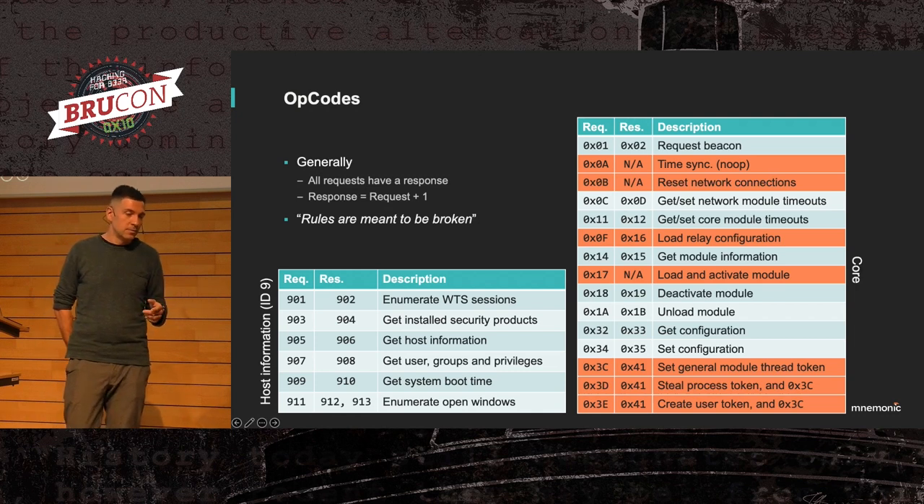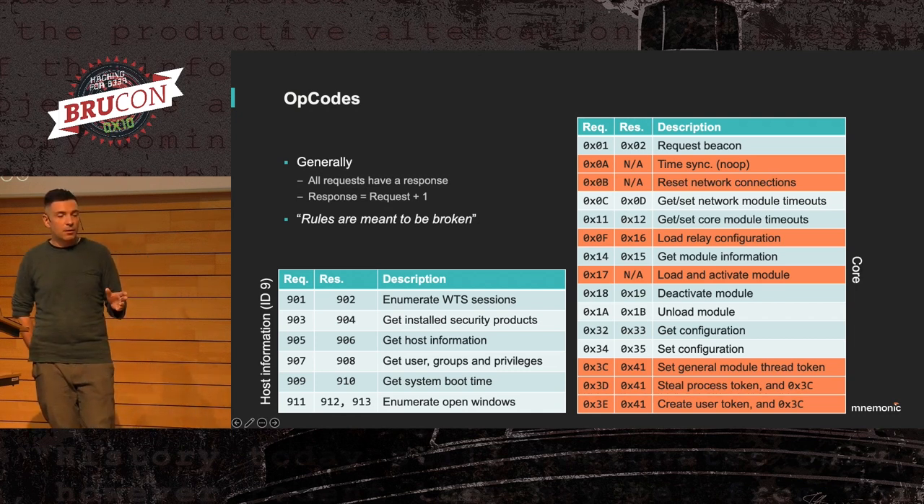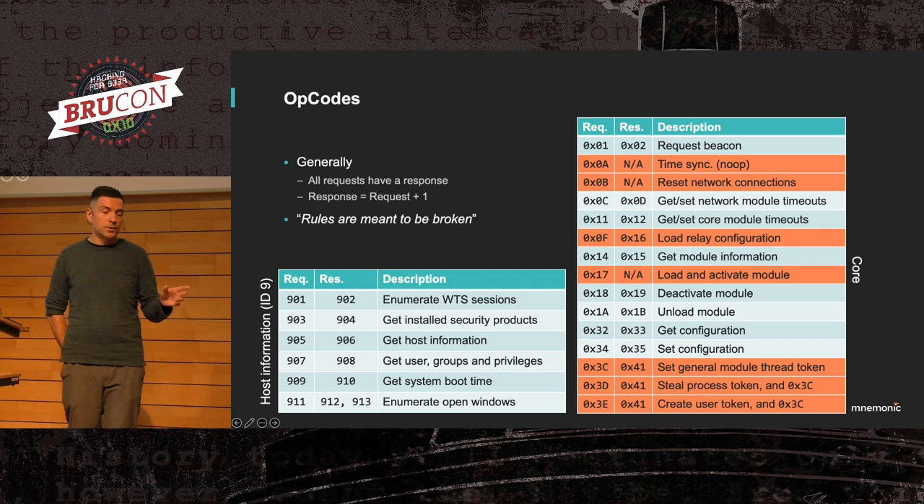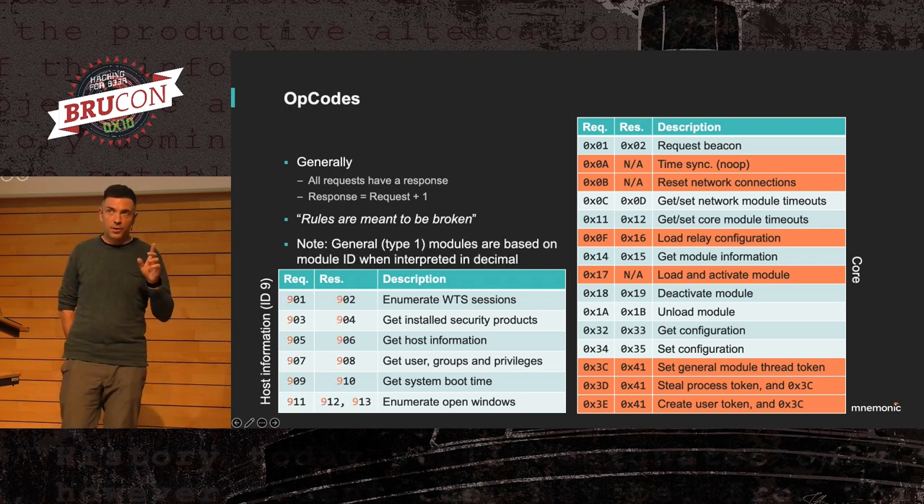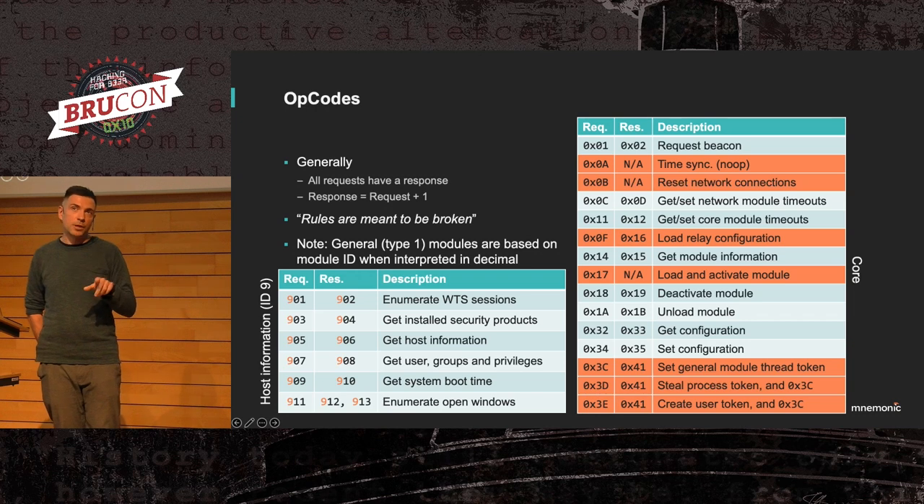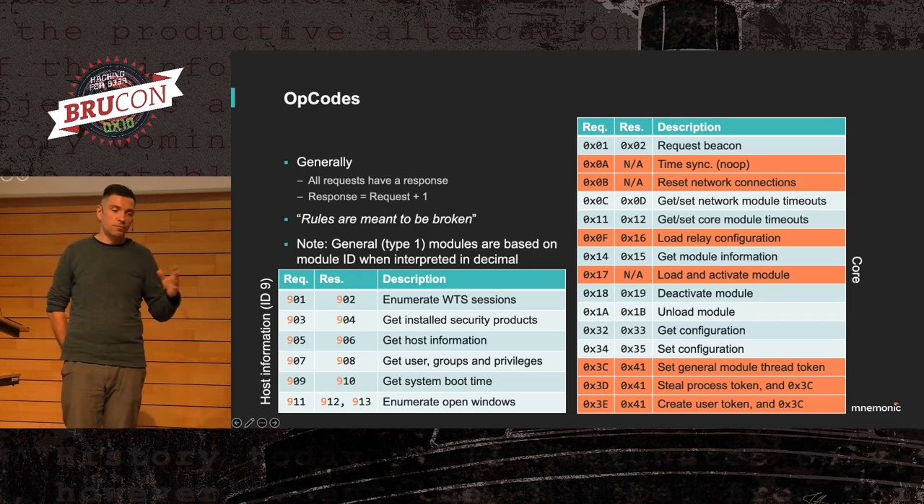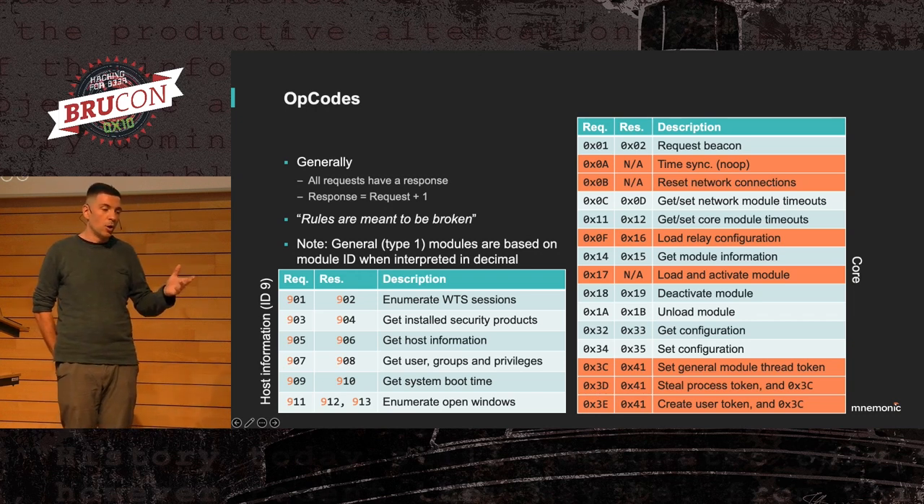Another thing that is at least nice to know is that for modules of type one, which are the general ones, if you interpret the opcodes in decimal, they will start with the module ID. So for instance, the first opcode for module 9, which is the host information module, is 901, and the response is 902, and so on.